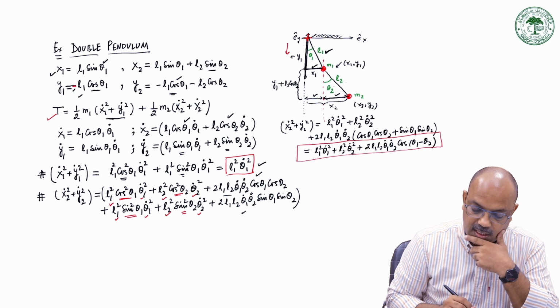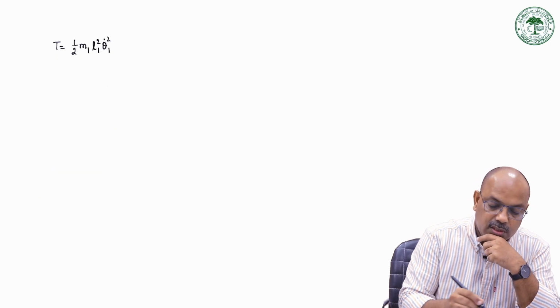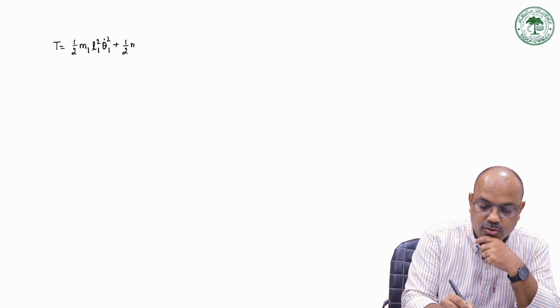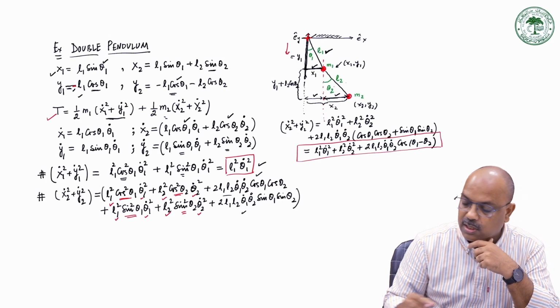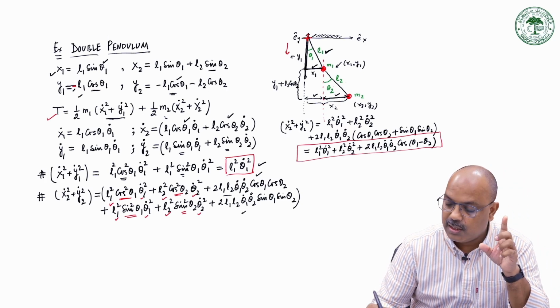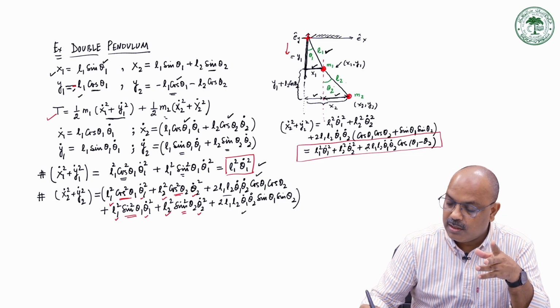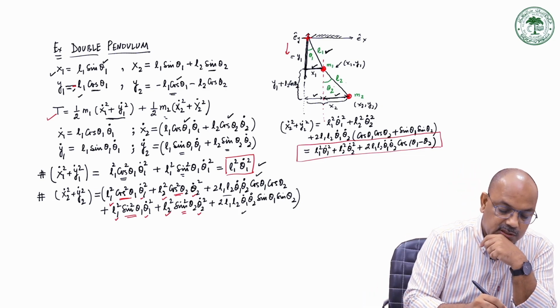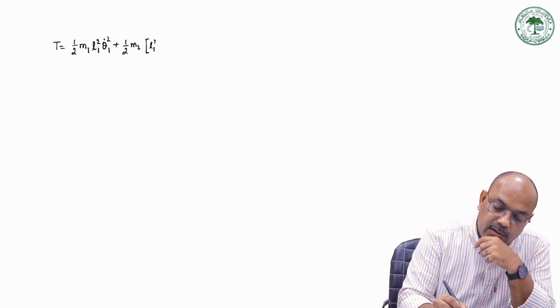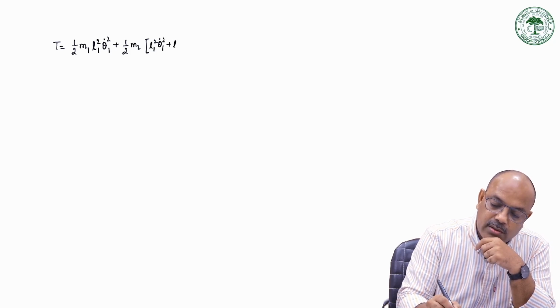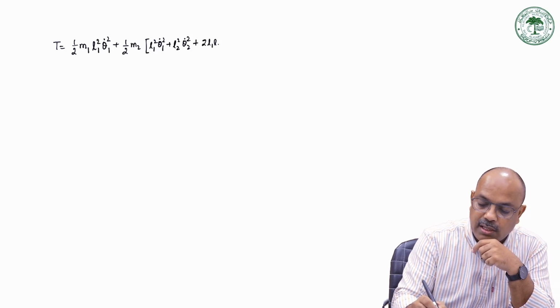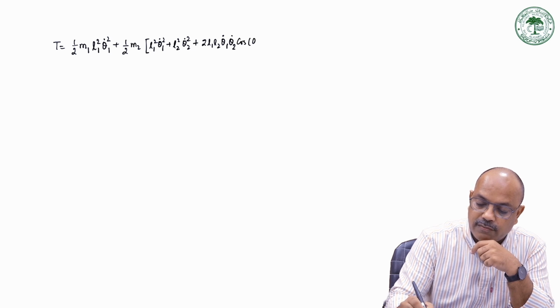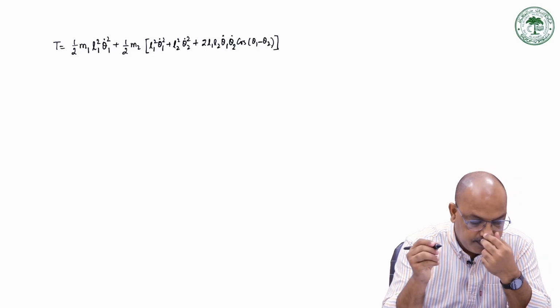Okay, and then for half m2 x2, so plus half m2, and what the terms are: L1 squared theta 1 dot squared, with L2, and then L1 L2 cos of theta 1 minus theta 2. So this is going to be L1 squared theta 1 dot squared plus L2 squared theta 2 dot squared plus twice L1 L2 theta 1 dot theta 2 dot and cos of theta 1 minus theta 2. Okay, so this is what you get.